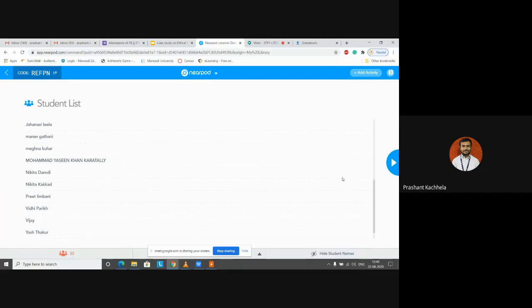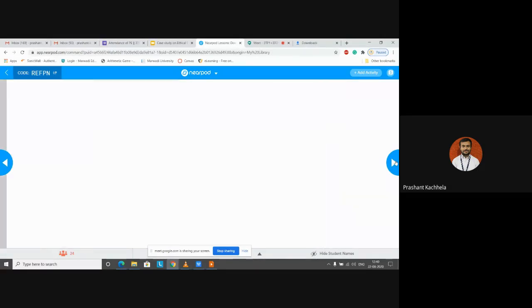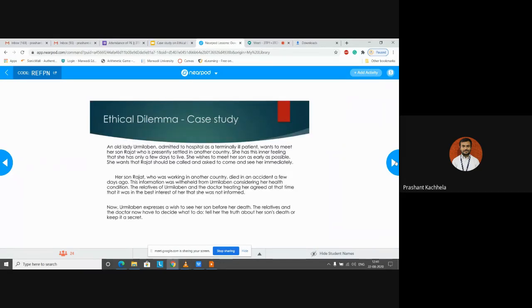For those who are already here, let me start the case so that they can start reading as well. Smith is also there. Many people have joined, 24 currently. Others will also join, so let me start. Those who have already joined will notice that I'm going to make changes here and it will reflect there. This is a case about an ethical dilemma. Now I think the case is visible on your screen.